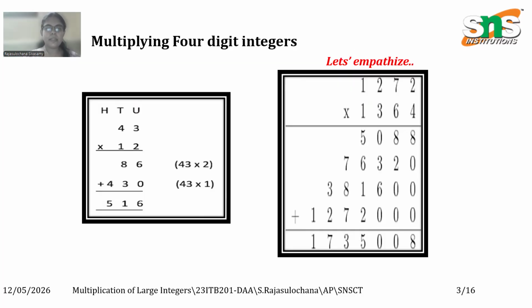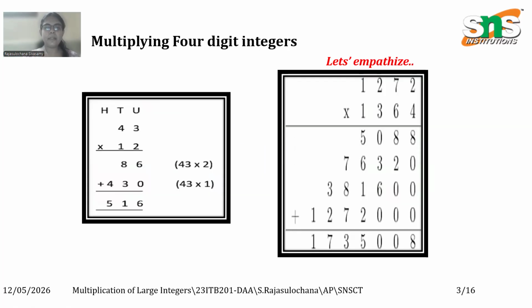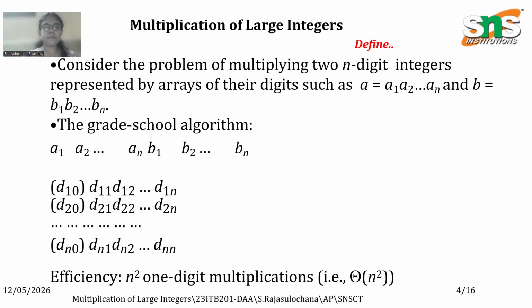As you can see in the previous step, when we multiply two-digit integers, it has only two steps. However, when we are multiplying four-digit integers, it takes four steps in total to find the final answer. This goes on; when you are multiplying 16-digit integers, the number of steps will be more. So when the number of digits increases, the number of steps also increases, and it is a time-consuming process.